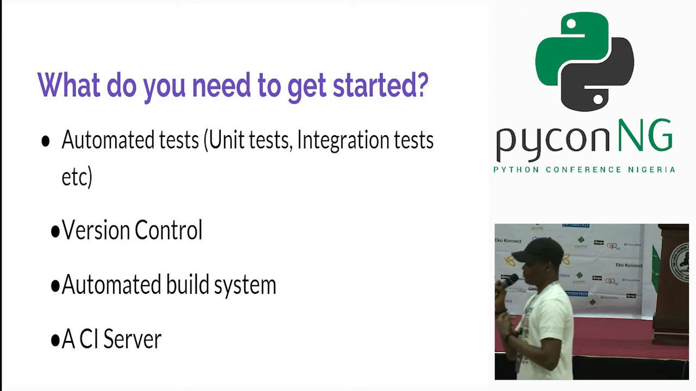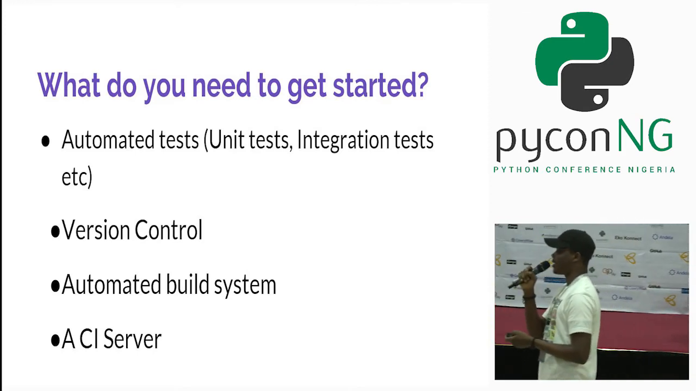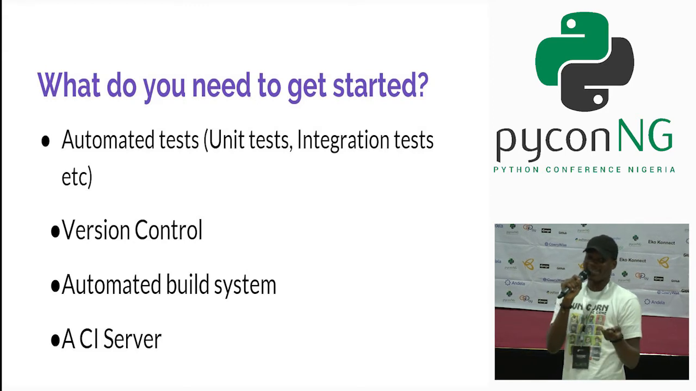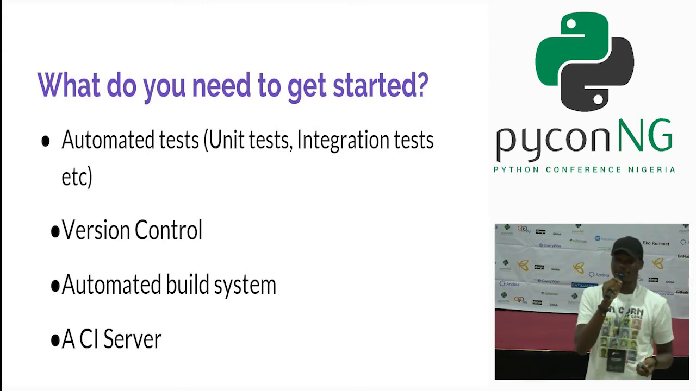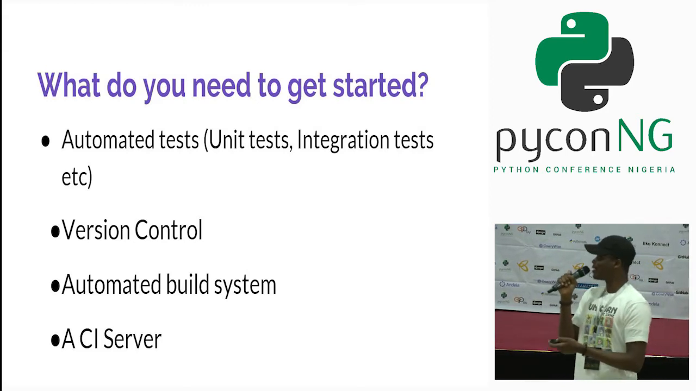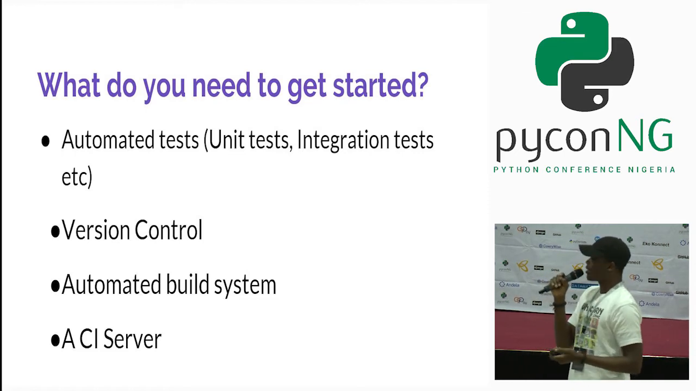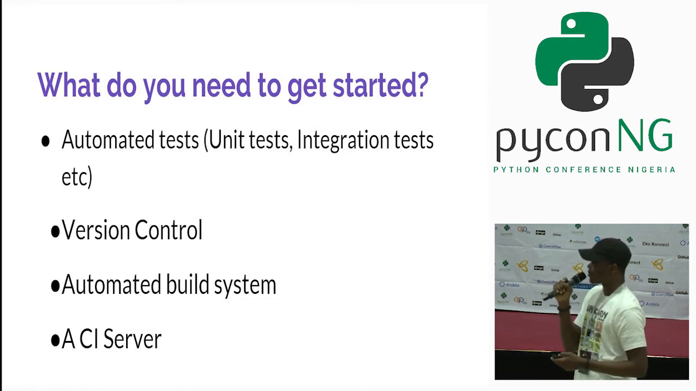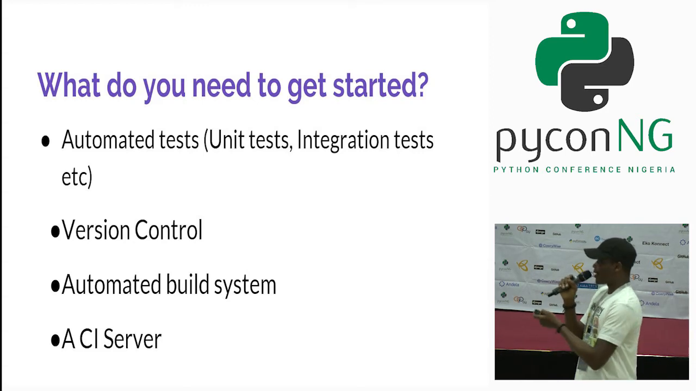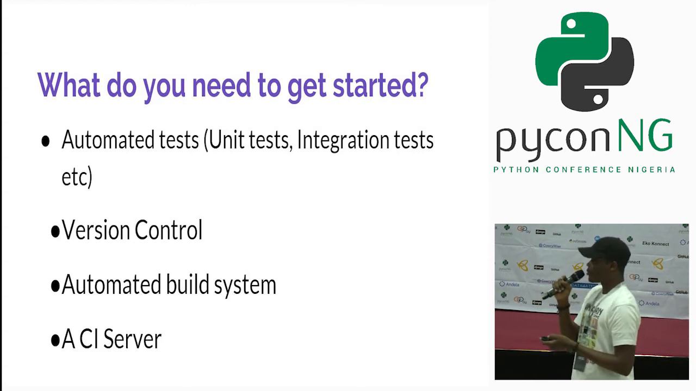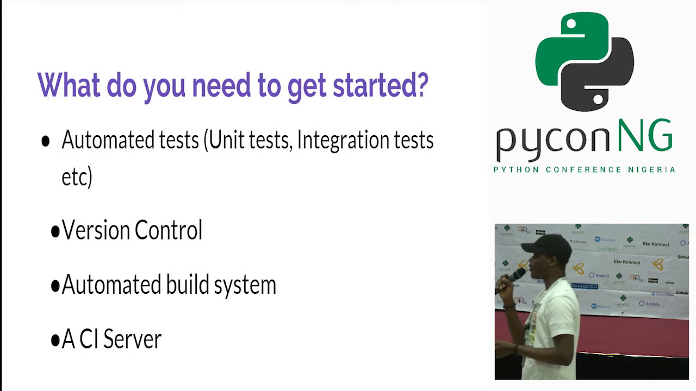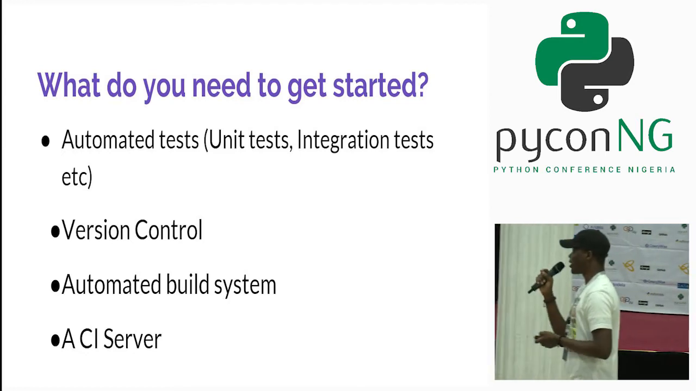So, what do you need to get started with CI? I believe some of you have decided in your minds that you want to get started with CI if you are not. So first of all, you need automated tests in any form, but I would say it's best to start with unit tests because they are the easiest to write, they run very quickly, and are not as complex as integration tests. So you should have automated tests in any form, unit tests preferably for me.